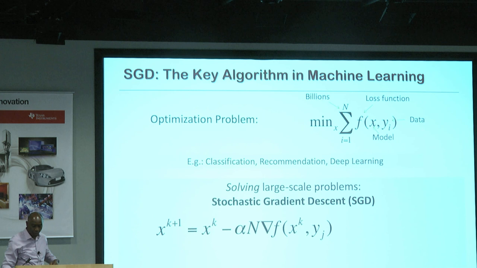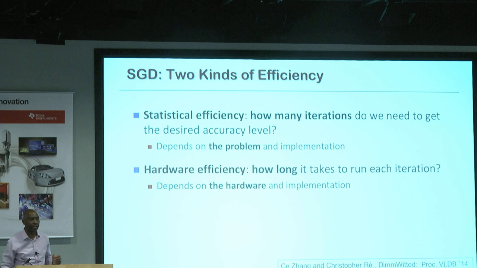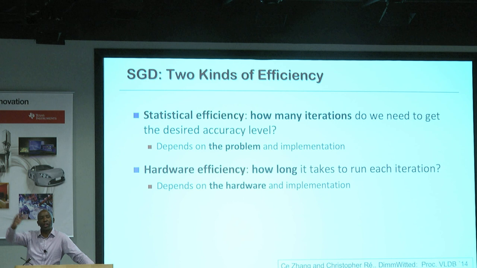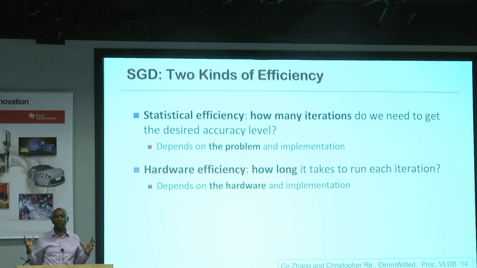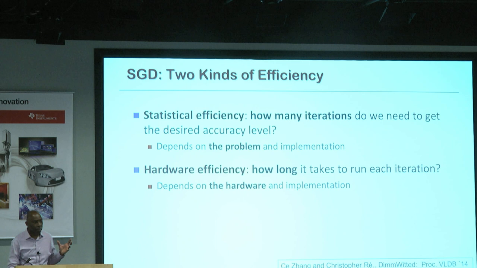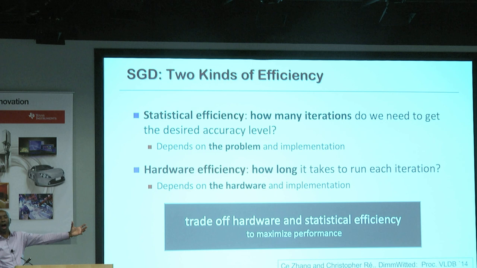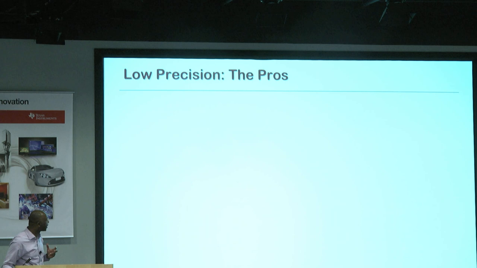The way that you evaluate stochastic gradient descent is basically by using two kinds of efficiency. The one kind we call statistical efficiency, which is the number of iterations it takes you to converge to the accurate model that you want. The other kind we call hardware efficiency, which is the time it takes you to run each one of these iterations. Clearly, the time it takes you to run the whole algorithm is the product of the two efficiencies. But the trade-off that you'd like to make is, can you get a lot of improvement in hardware efficiency for little or no degradation in statistical efficiency? That is some of the work that we've done. So let me give you one example that hardware designers would appreciate.